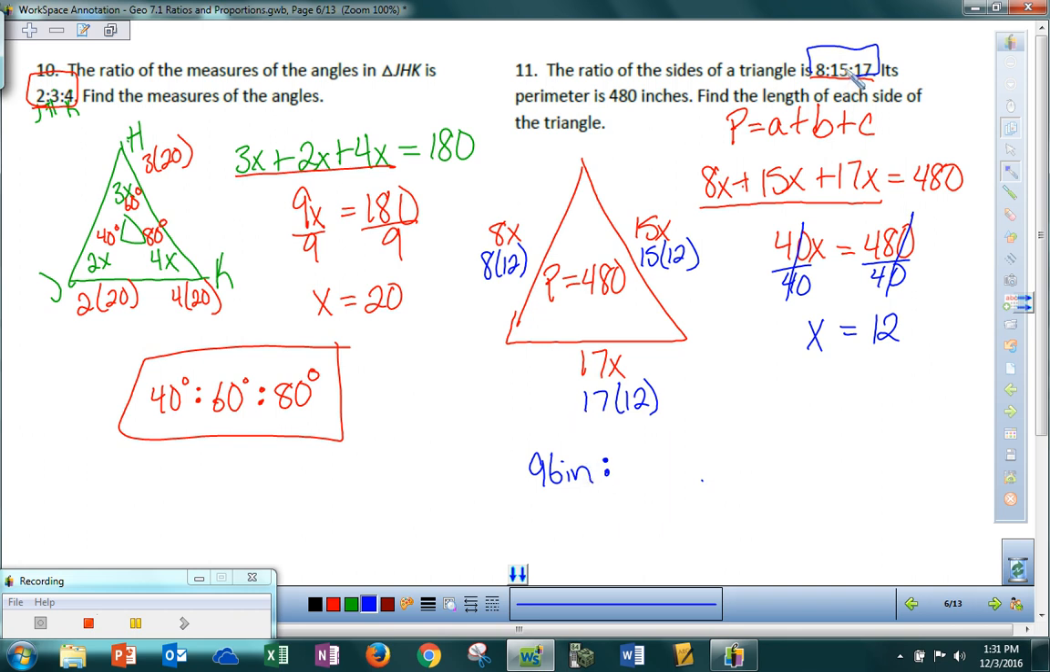The second one is the 15, so we're using 15 times 12. That's 180 inches. And our last one, 17 times 12, that's 204 inches. Notice I have a label on all of these pieces. It's how I'd like you to write it.